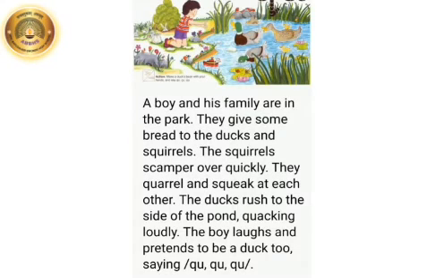A boy and his family are in the park. They give some bread to the ducks and squirrels. The squirrels scamper over quickly. They quarrel and squeak at each other. The ducks rush to the side of the pond, quacking loudly. The boy laughs and pretends to be a duck.